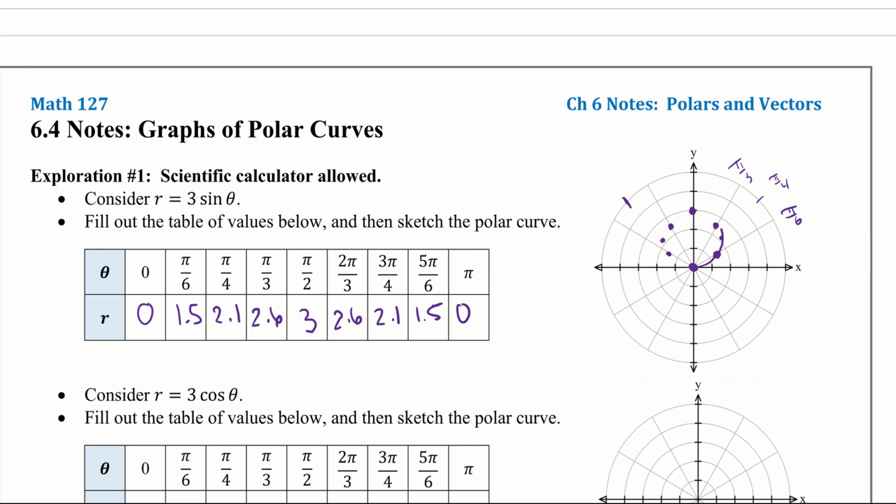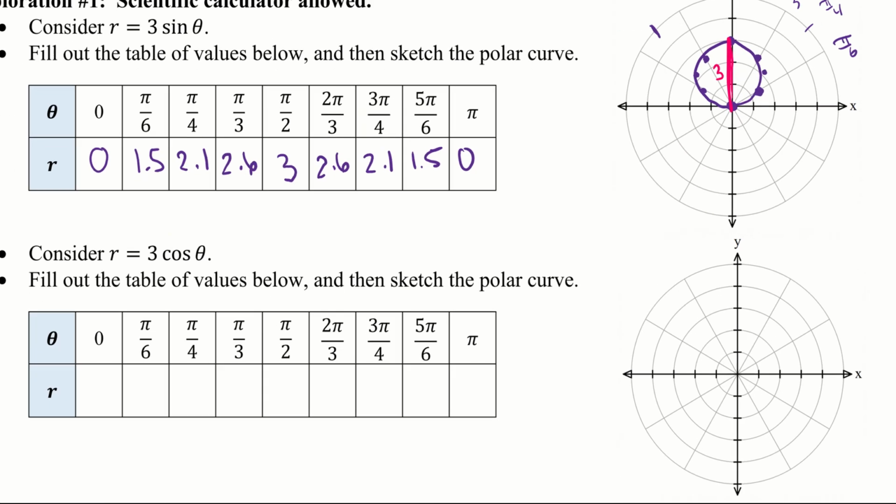If I connect these, I'm going to get this circle, this really badly drawn circle. So 3 sine theta is a circle. If I draw it a little bit better, this circle has a diameter of 3. Not a radius of 3, but a diameter of 3, and it's along the y-axis. It's symmetrical to the positive y-axis.